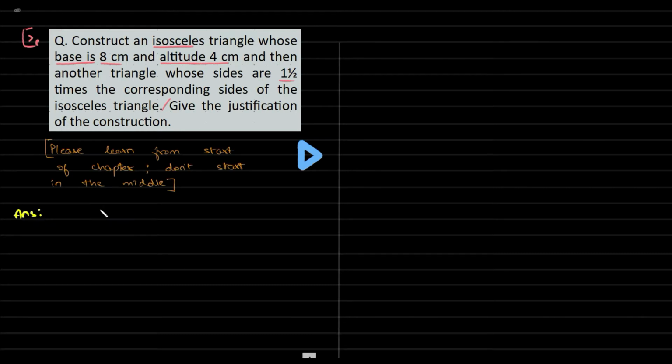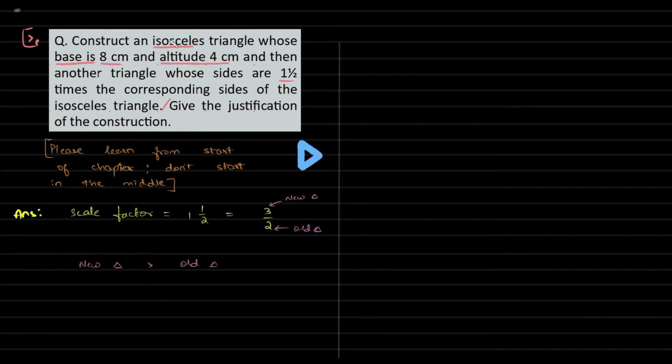Okay, so let's understand this logic. First thing is, let's talk about the scale factor. So it's in mixed ratio, so we have to convert it to 1 into 2 plus 1, that is 3 by 2, an improper fraction. Basically, we are looking at the new triangle to be bigger than the old triangle, is it not? So that's the first thing we need to come to a conclusion. New triangle is bigger than old triangle.